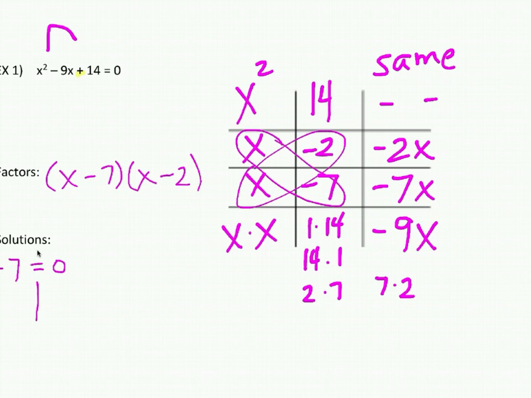Well, I know to solve, to get rid of a negative, we need to add. So I add 7 to both sides. So I have x is equal to 0 plus 7 is 7. All right, so that's going to be one of my solutions.